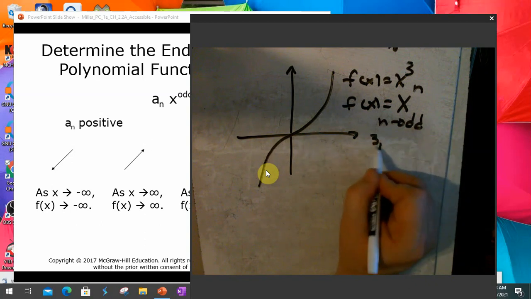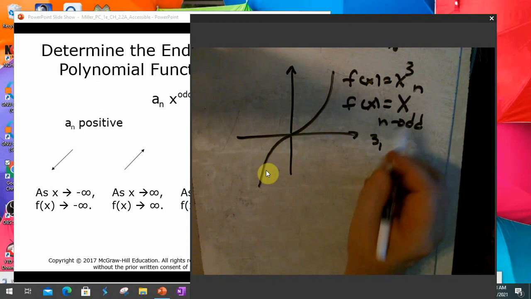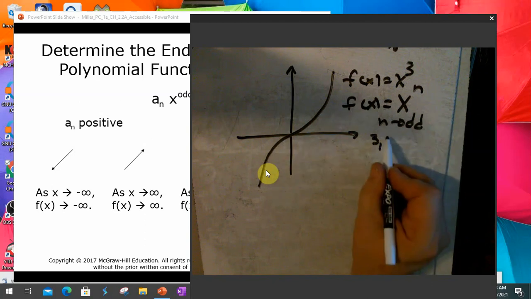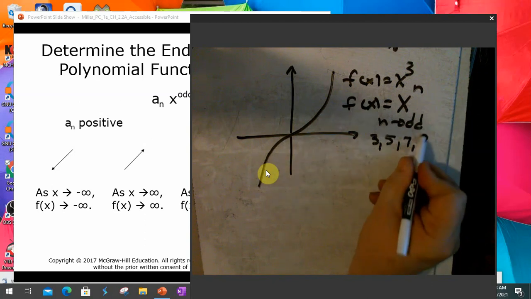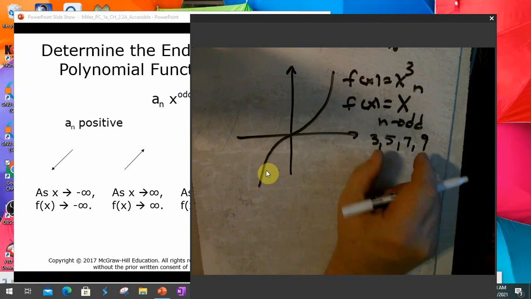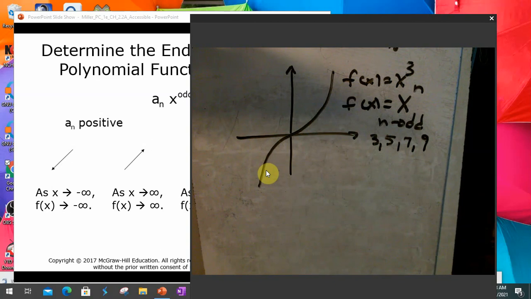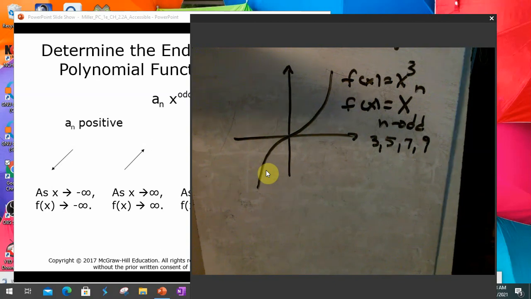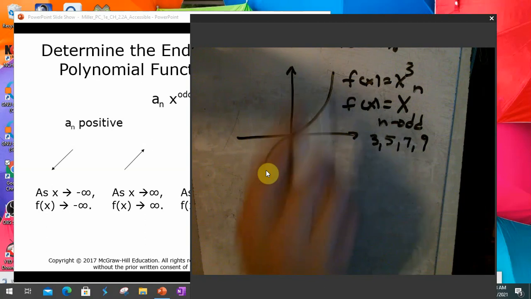So 3 is the smallest, 1 is a straight line. If n was 1, that's just a straight line. 3, 5, 7, 9, not divisible by 2. I have a remainder if I try to divide by 2. Okay, that's the basic shape.